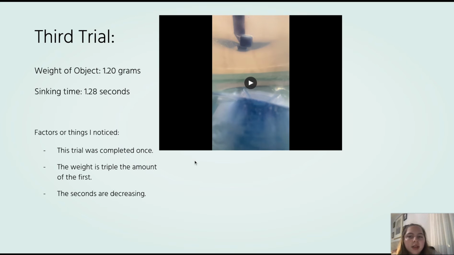Okay, so this is my third trial. The weight of the object is 1.2 grams, and the sinking time is 1.28 seconds. This trial was completed once, and now you can see the weight is triple the amount of the first trial, which was 0.4 grams. Now we can see the seconds are really starting to decrease. As I mentioned in my hypothesis, I actually thought the seconds were going to increase as well as the mass. And here we'll continue to see this negative trend throughout my data.